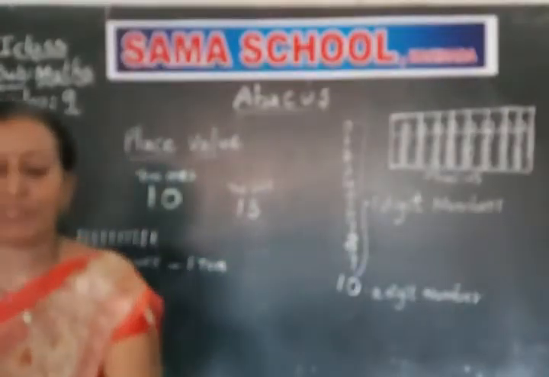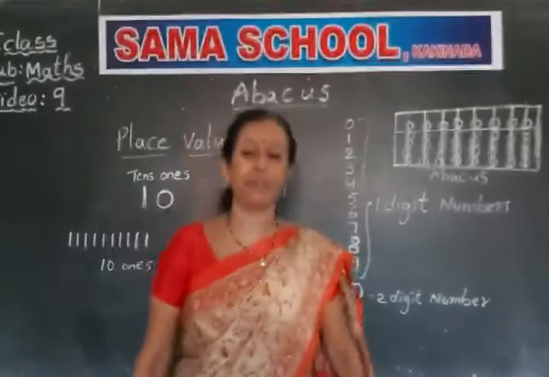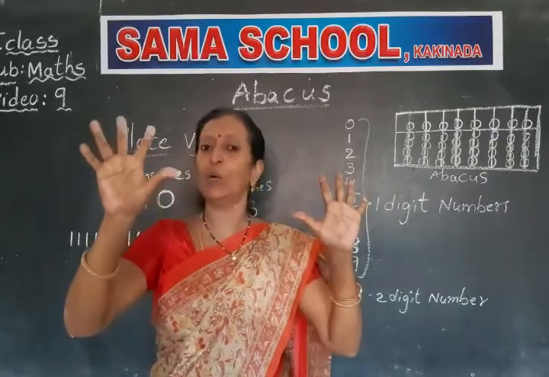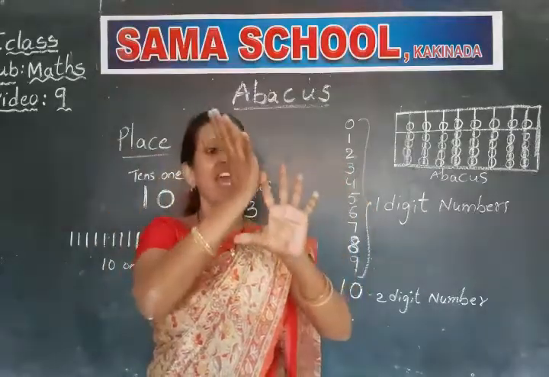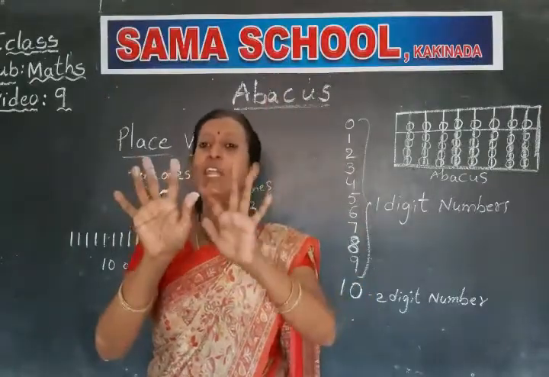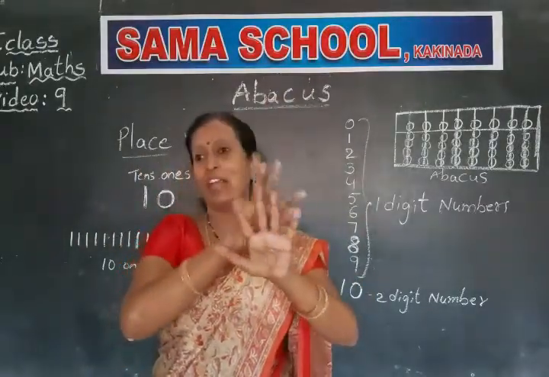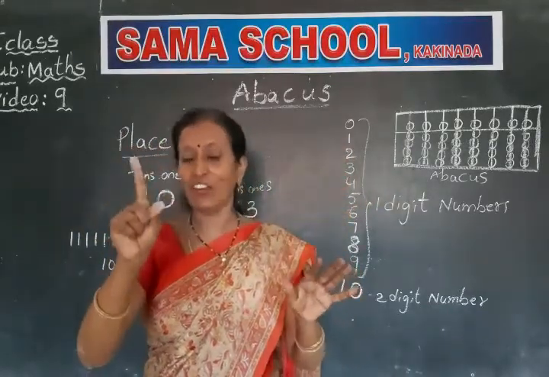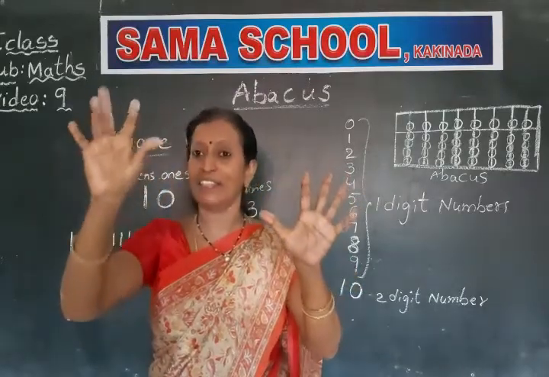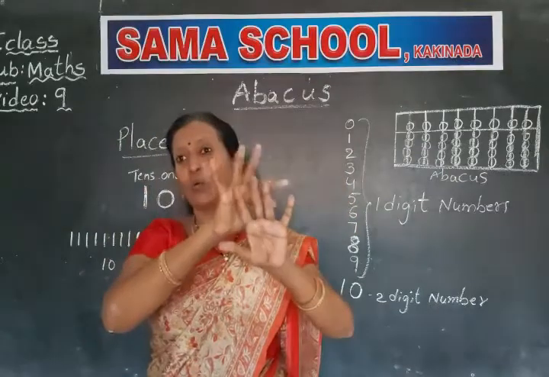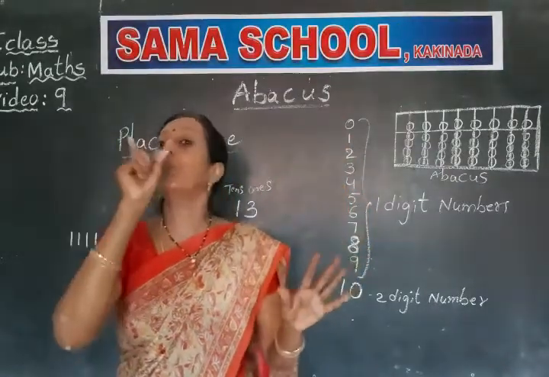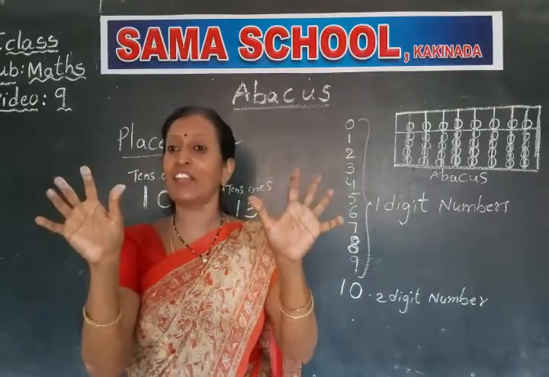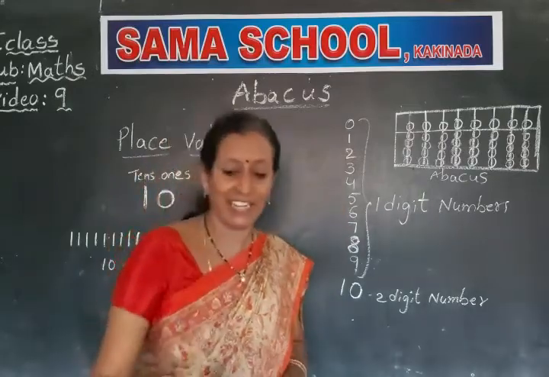See here, how many fingers are in your hands? In one hand 5 fingers and in the other hand 5 fingers. Now count 1, 2, 3, 4, 5, 6, 7, 8, 9, 10. You are counting 1, 1, 1. So 5 plus 5, these are 10 ones. These 10 ones are called one ten. 10 fingers means 10 ones, and 10 ones means one ten.